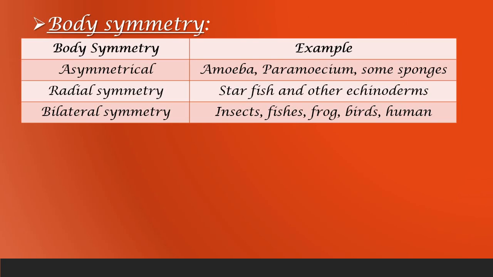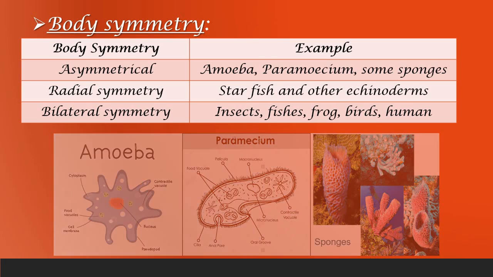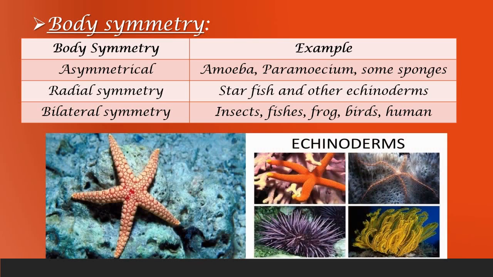Now students, let's learn about body symmetry. So based on body symmetry, animals can be classified into three groups, that is asymmetrical, radial symmetry and bilateral symmetry. So now first let us learn about asymmetrical. So in this type of symmetry, there is no such imaginary axis of the body through which we can get two equal halves. For example, amoeba, paramecium, and some sponges. Now the next is radial symmetry. So in this type of symmetry, if an imaginary cut passes through the central axis of any plane of the body, it gives two equal halves.